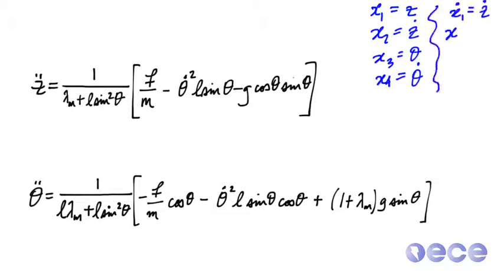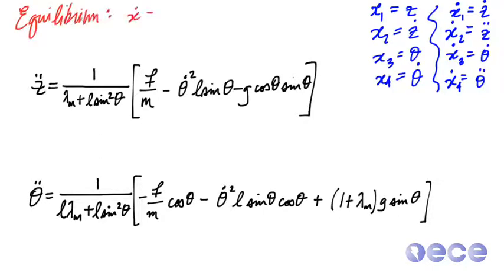Well, as you remember, we defined the state to be x1 equals z, x2 equals z dot, x3 equals theta, and x4 equals theta dot. And so if we take the time derivative of x, we get x1 dot equals z dot, x2 dot equals z double dot, x3 dot equals theta dot, and x4 dot equals theta double dot. So the definition of equilibrium is that x dot must be equal to 0. And so now we have to find what is the value of our state variables and our input such that x dot will be equal to 0. So that's how we calculate the equilibrium point.